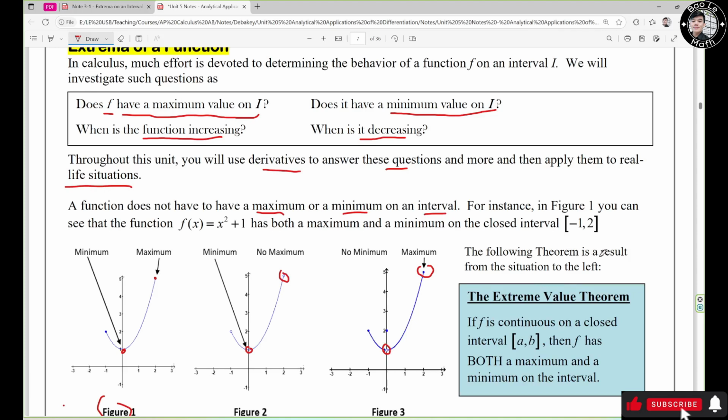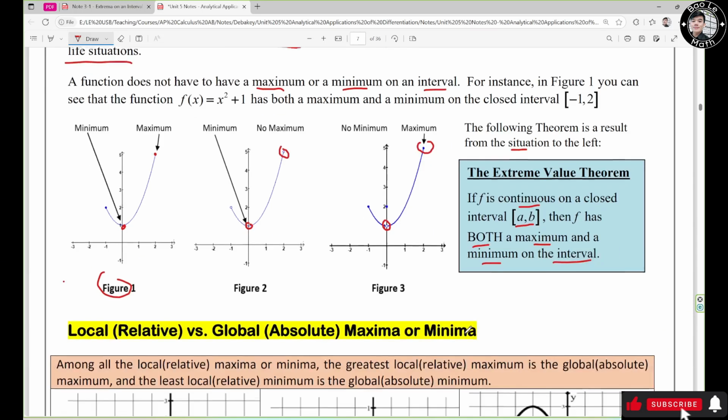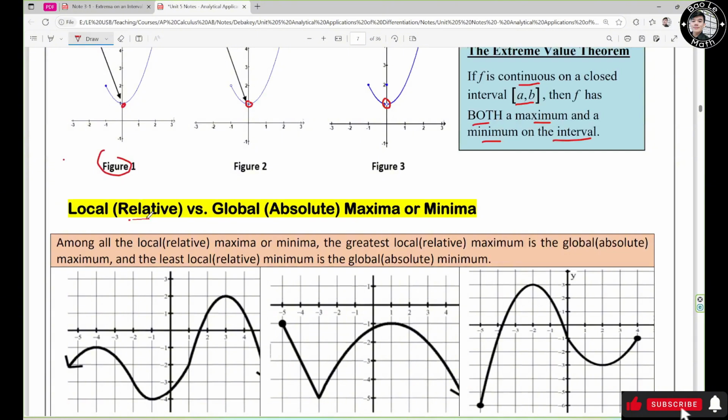Now, the following theorem is a result from the situations to the left: the Extreme Value Theorem. If the function f is continuous on a closed interval [a, b], then the function f has both a maximum and a minimum on the interval. Now we're going to talk about local, which means relative, or global, which means absolute, maxima or minima. Among the local, relative maxima or minima, the greatest local or relative maximum is the global or absolute maximum, and the least local relative minimum is the global absolute minimum.